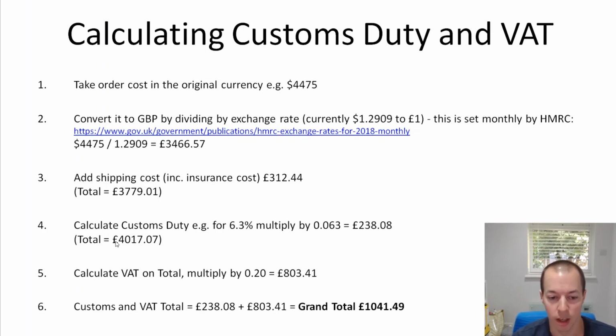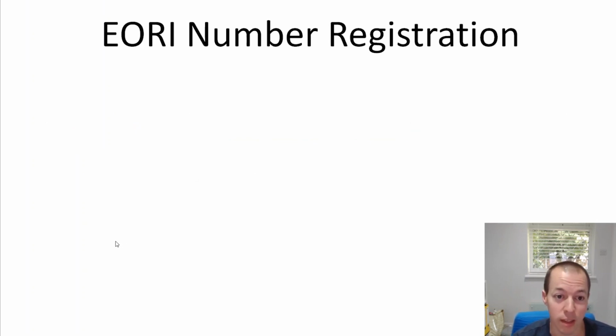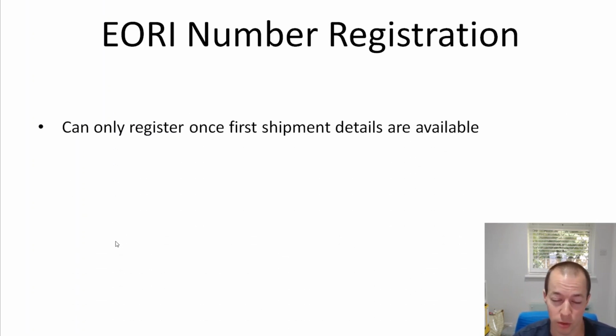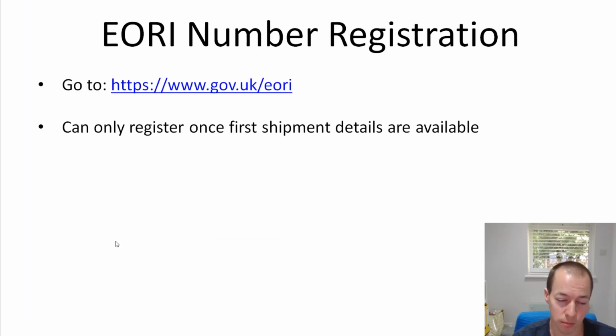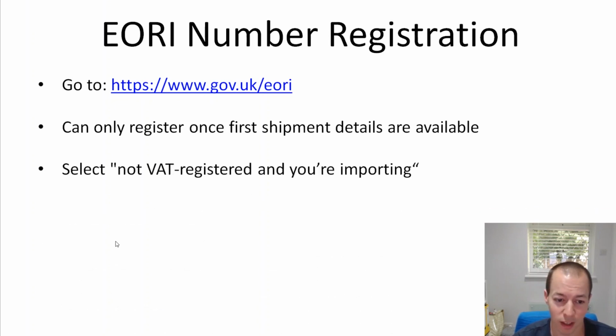So what I'm going to show you now is the EORI number, and you need this for your import. If you're using a courier, then you might not need this, but if you're importing via sea shipments, then you will need one of these. So you need to go to the EORI website. I don't know why my bullet points are coming in at random orders.